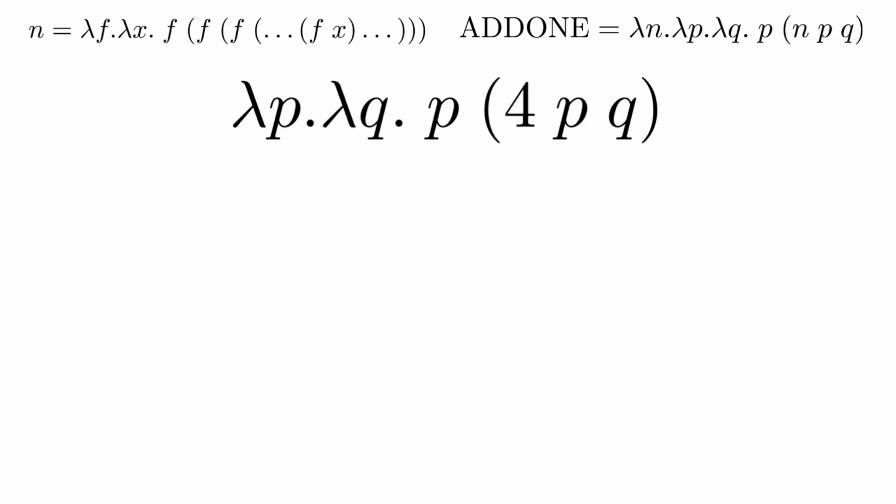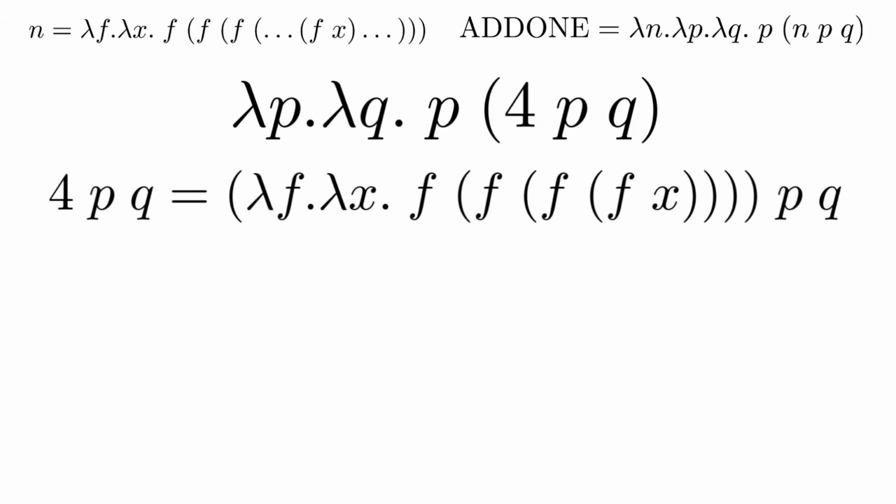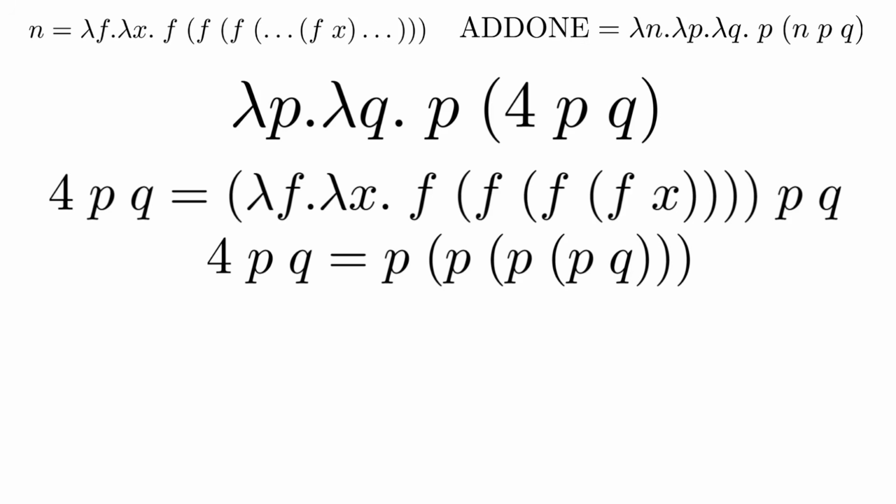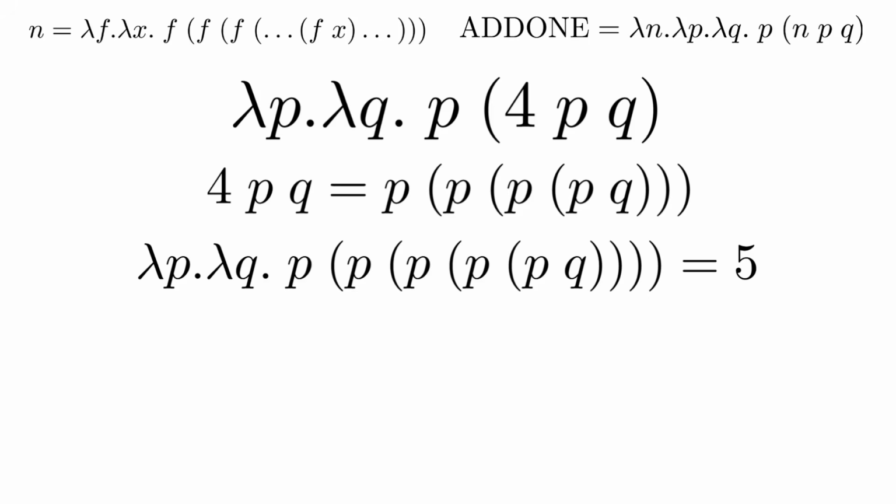If we try this on 4, we do add 1 4. We replace all n's with 4 and get lambda p dot lambda q dot p 4pq. Now 4pq is lambda f dot lambda x dot ffffx of pq. We replace all the f's with p's and the x with q, resulting in pppq. If we sub that back in, we get lambda p dot lambda q dot pppppq, which is the definition of 5.